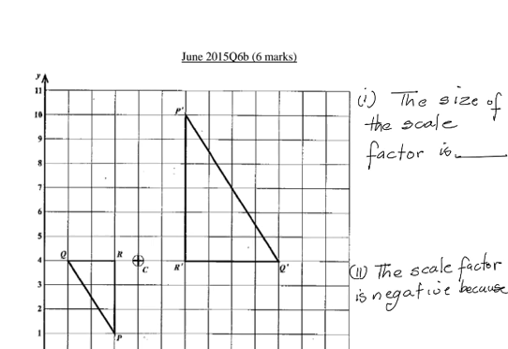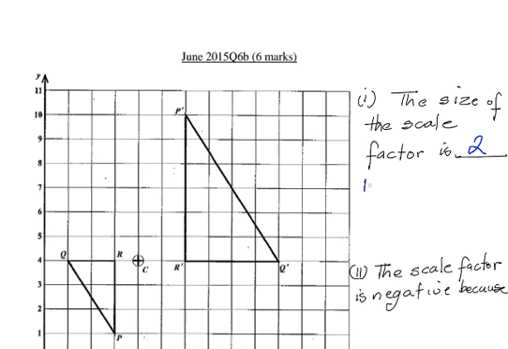All right, this question is June 2015, question 6b, and it says the diagram below shows triangle PQR and its image triangle P'Q'R' after an enlargement centered at the point C on the diagram. Use the information from the diagram to complete the statements below. I. The size of the scale factor K is 2. Now let me show you how we got that.